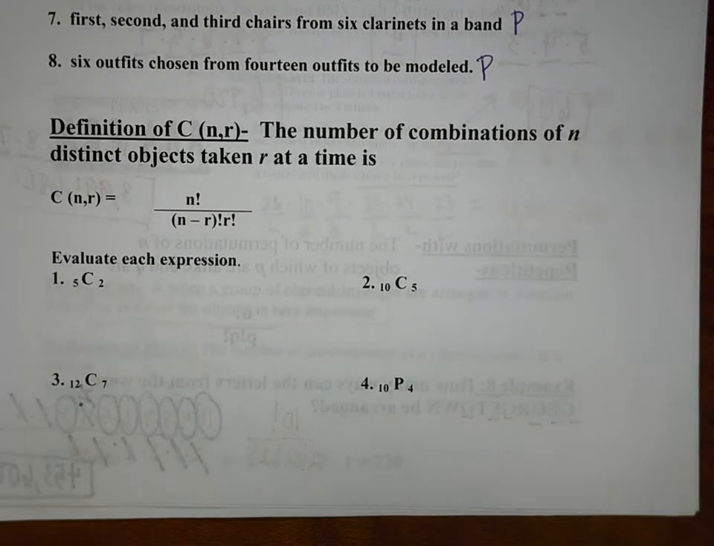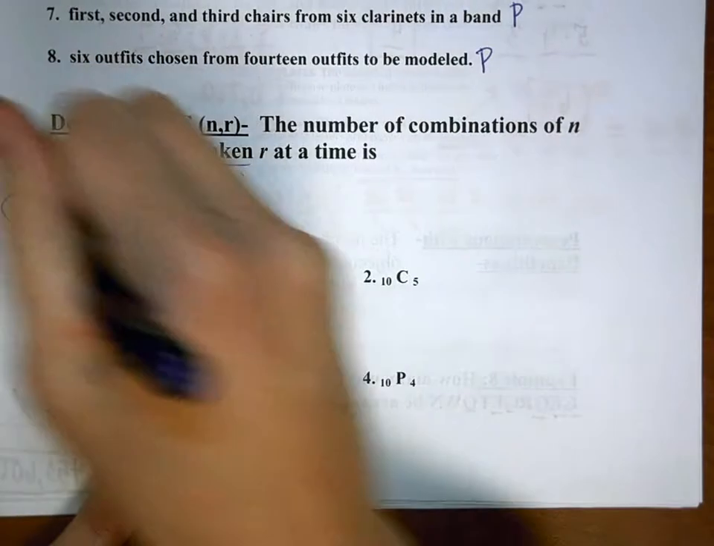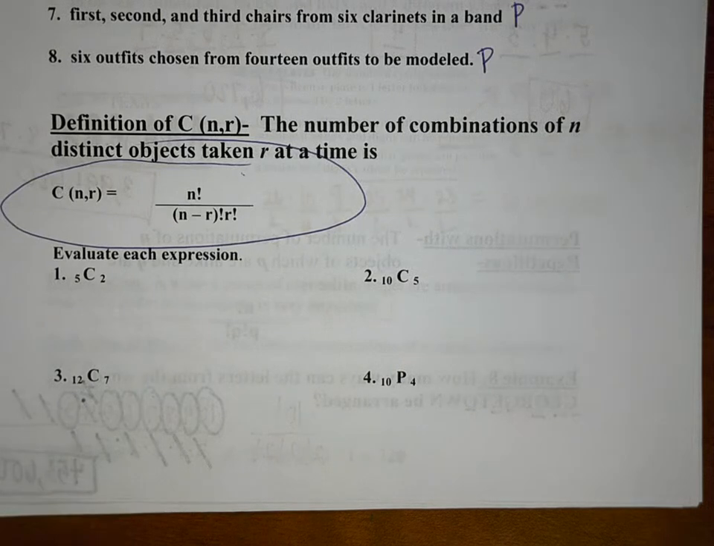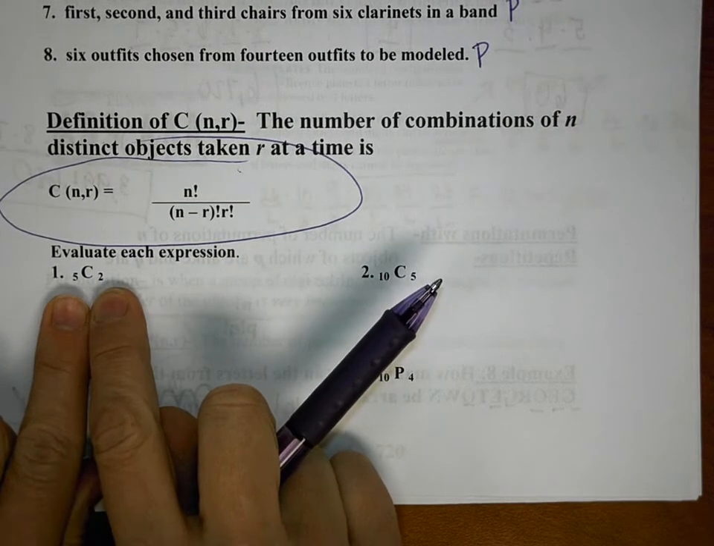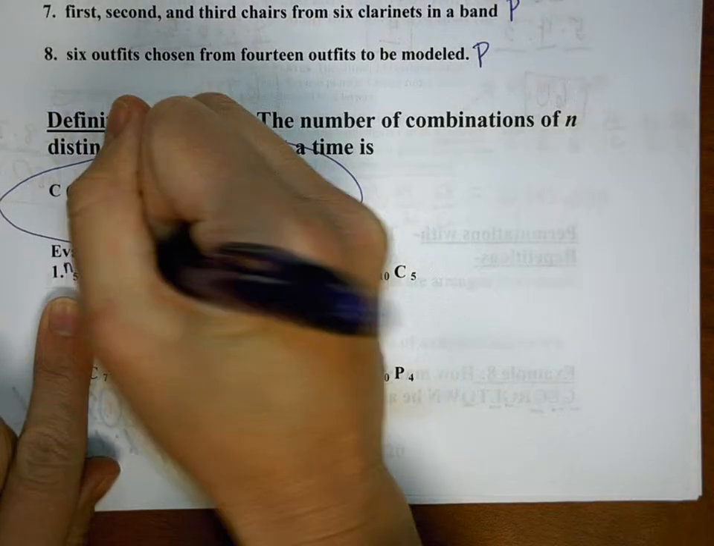R is how many objects you're taking from the group. So there are 5 total things that you can choose from, and they're only going to be choosing 2 of those 5. You need to know this formula. This is one of those formulas you need to remember. With permutations, you didn't have to remember that formula. So if we go to this problem right here, what is my N value? 5. This is your N, this is your R.